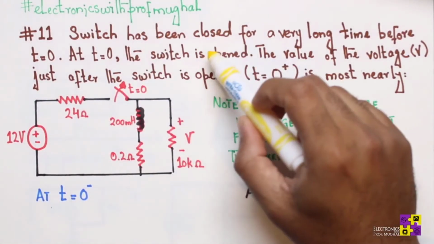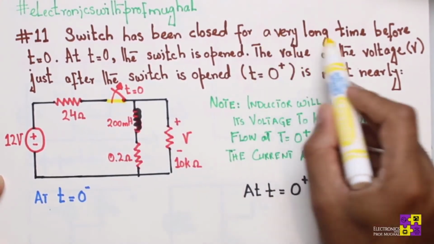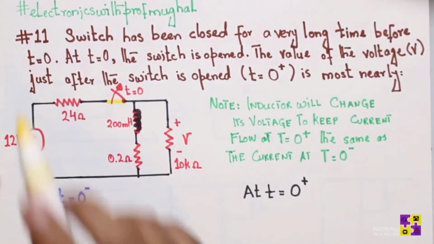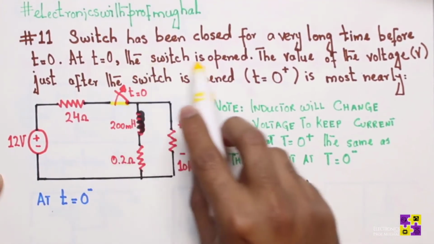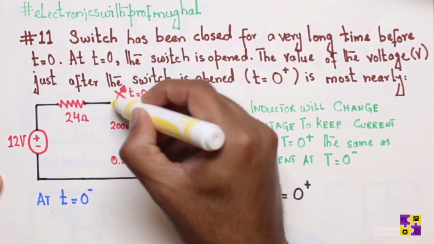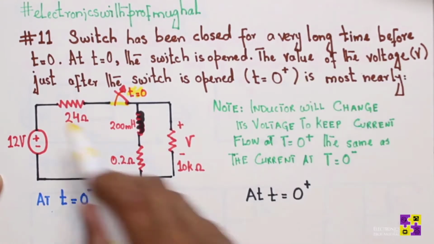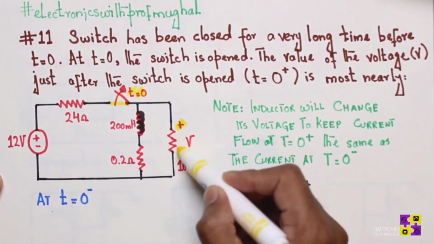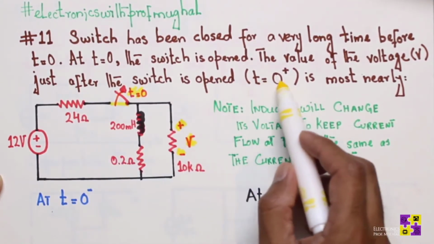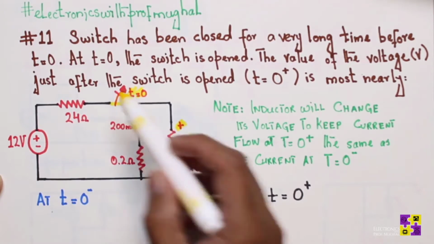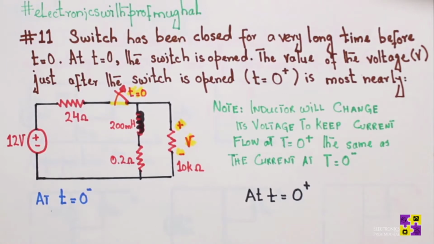A switch has been closed for a very long time before t equals 0. At t equals 0, the switch is open. The switch is open at t equals 0. The value of the voltage just after the switch is open, at t equals 0 plus. After the switch is open, find the voltage across this 10 kilo ohm resistor.